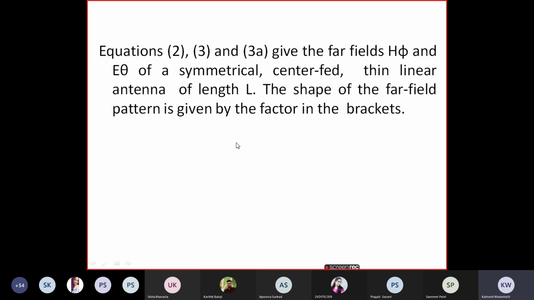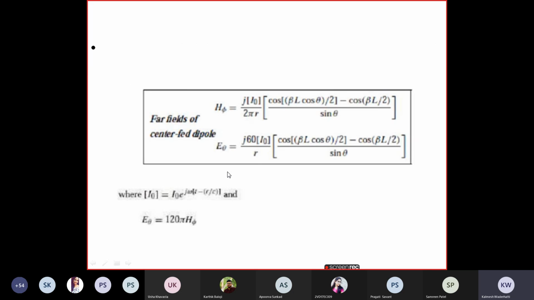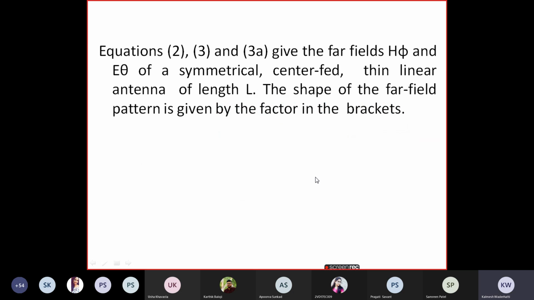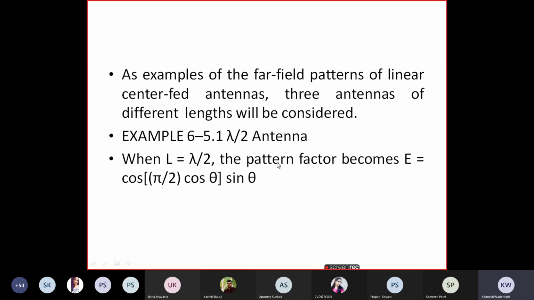The shape of the far field pattern is given by the factor in the bracket. That bracket will be cosine of beta L divided by 2 times cos theta, minus cos of beta L divided by 2, divided by sin theta. That bracket is the shape of the far field pattern.